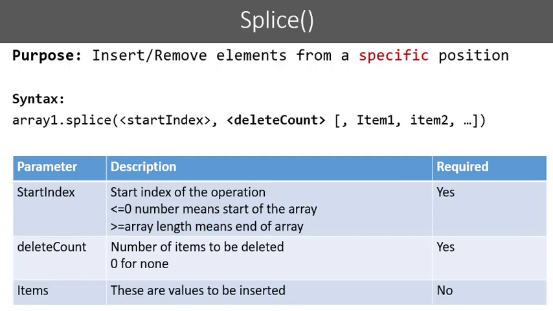The second parameter is the delete count. It is the number of elements to be deleted from the start index position. Just put a 0 if you don't want to delete any element. And then you can optionally provide a list of items or values to be inserted. You can omit these if no value is to be inserted.